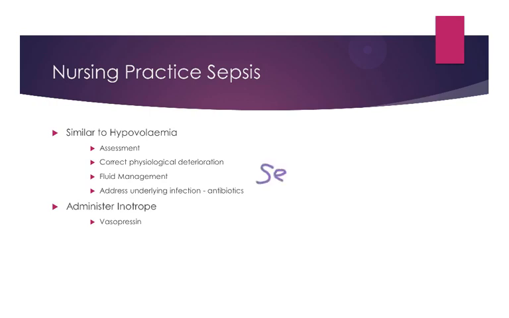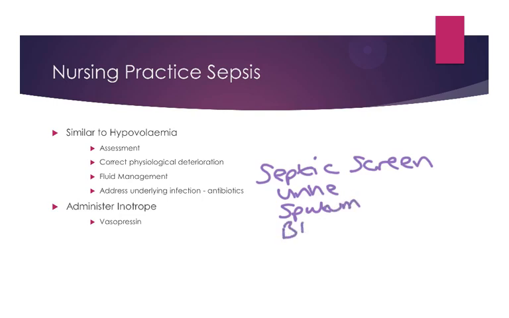So a septic screen usually involves taking a number of samples and sending them to the lab. So we can have a urine sample, a sputum sample, and blood cultures as well. These are usually the standard that we would send off to identify the source of infection.